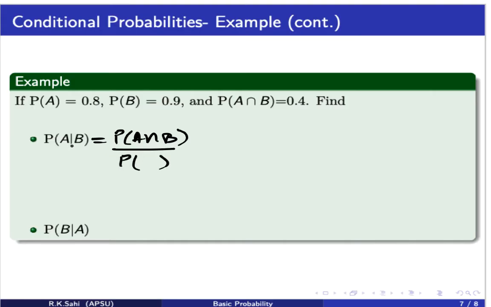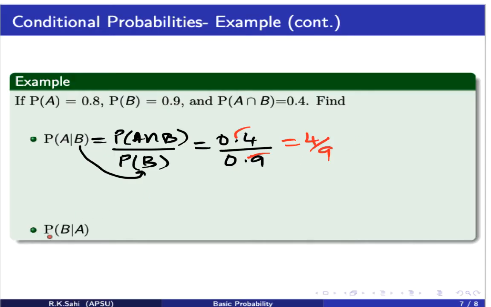Now remember what is after the vertical line? B. That's what pops up over here, probability of B. We are already given probability of A intersection B to be 0.4, and probability of B is 0.9. When we solve this, remember we can remove the decimals. What is the answer? 4/9. Okay, we can leave the answer like that.